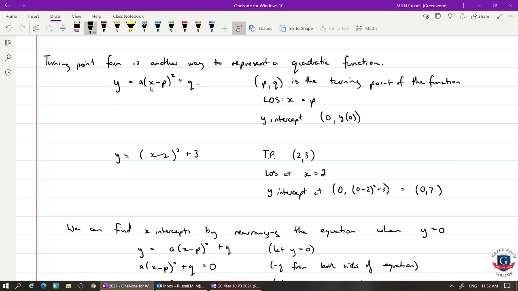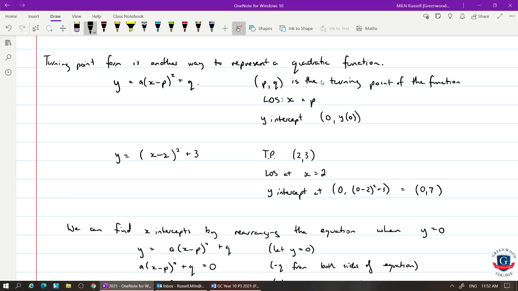It goes y equals a(x take p) all squared plus q, where p and q is the turning point of the function, remembering that we have to change the sign of whatever's here. The line of symmetry is simply x equals p. And the y-intercept, well, if we substitute 0 into whatever this equation is, and write it as (0, the solution), we will have the y-intercept. But what we're notably missing here is the x-intercept. So we're going to look at a method for finding the x-intercepts as well.